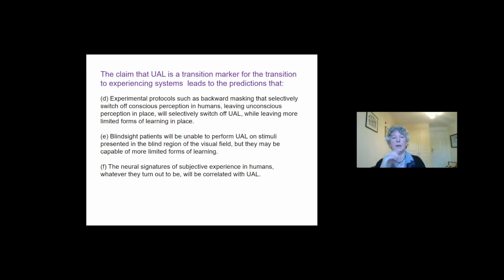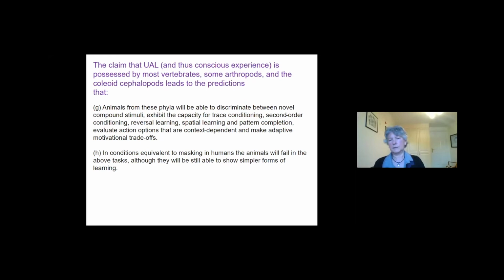Now, the claim that this kind of system is possessed by most vertebrates, some arthropods and coleoid cephalopods, in addition to humans, means that we should be able to find the same kind of results when we do similar masking experiments in animals. So that in conditions equivalent to masking in humans, the animals will fail in tasks of UAL, although they will be able to show simpler forms of learning.